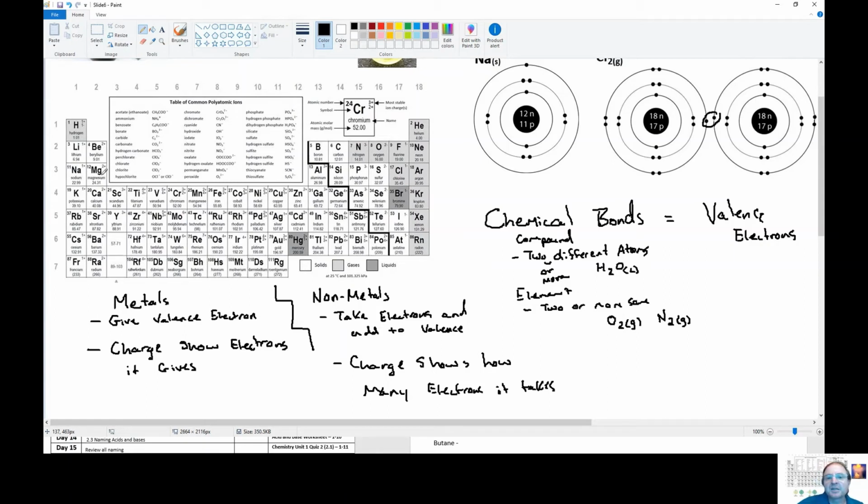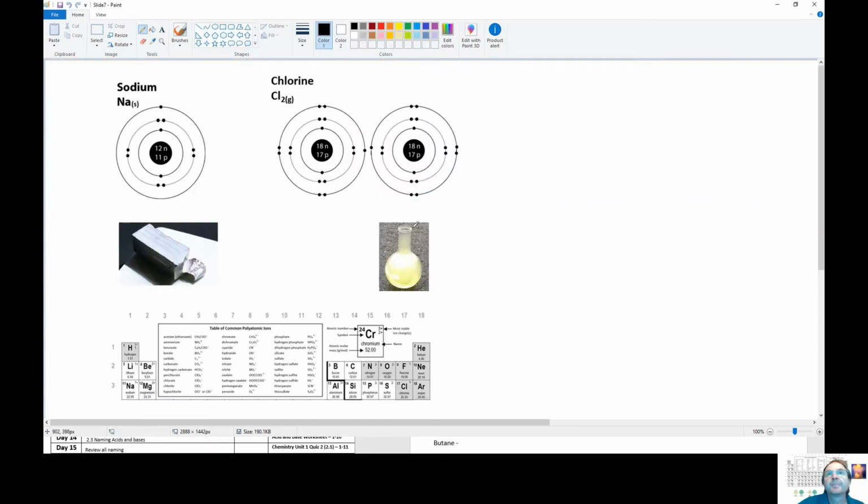I'm going to pull up my next slide. All right, so we're going to take sodium. There's a model of the sodium atom. Notice the single electron. It likes to give it away. And there's almost like a little space right here where chlorine can take it. Right now, these two chlorine atoms are bonded together, so they're held together right there. But that bond can break, and sodium can take it over.